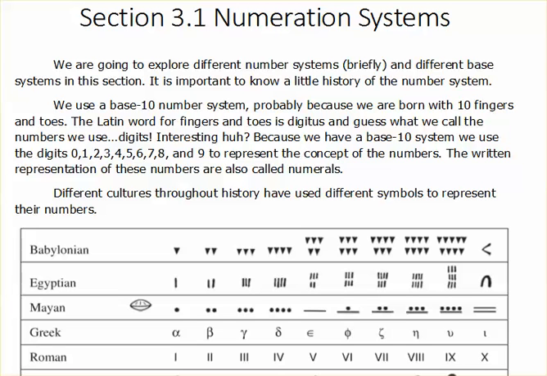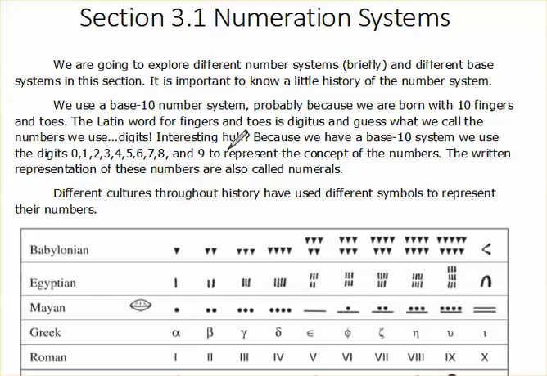Now, because we have a base 10 system, we use the digits 0 through 9 to represent the concepts of the numbers. We have a hard time distinguishing these symbols from being the numbers themselves, but they're just what we use to represent those numbers. In civilizations past, they used different things, pictures and letters, to represent numbers. So this is what we've grown up and become accustomed to, but it wasn't always that way.